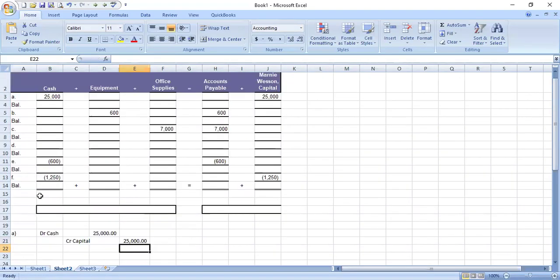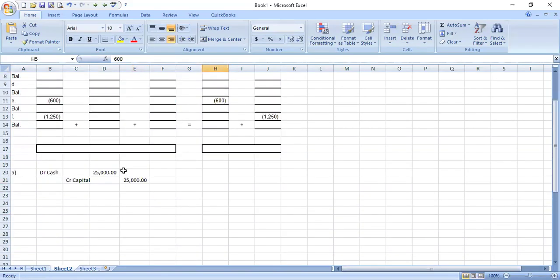That's transaction A. B, we purchase office supplies. I put it in the wrong place, so the 600 is going to be here and the 700 is going to be here. Sorry, my bad on this one. So we purchased office supplies, but we didn't pay. We purchased on account. What's happened with B? We get something and we get something else. What do we get? Debit.